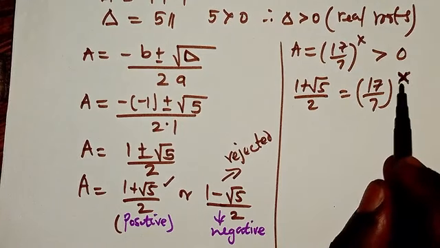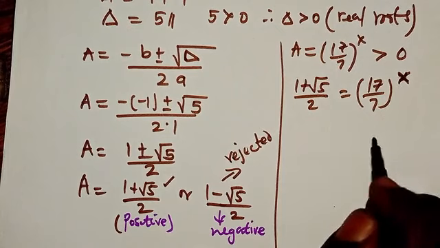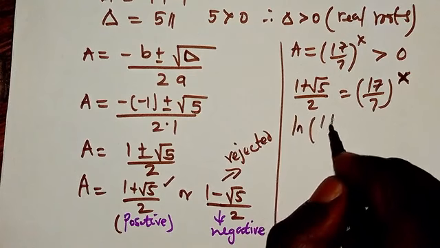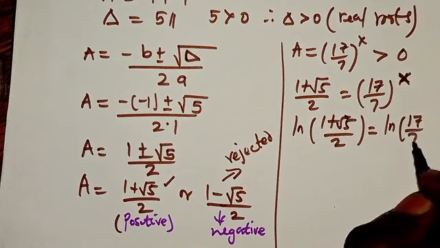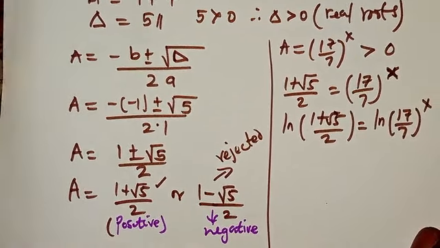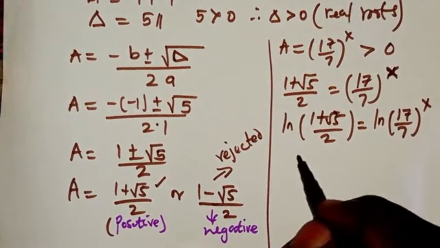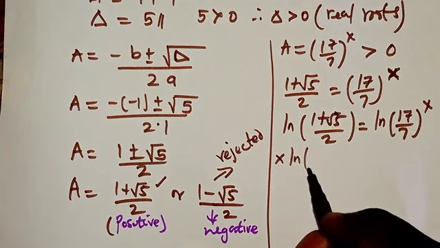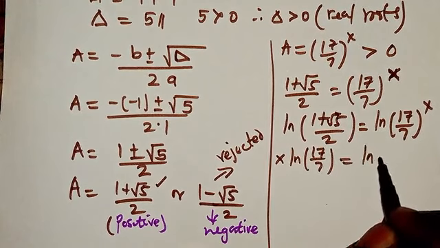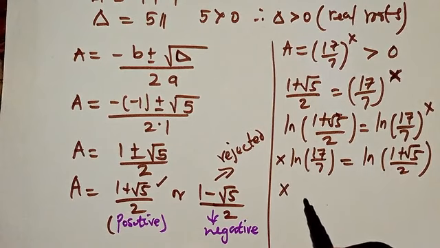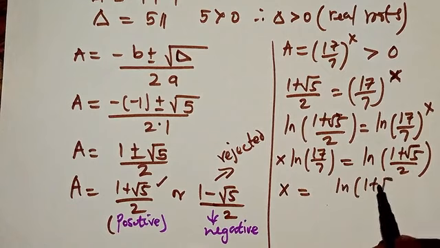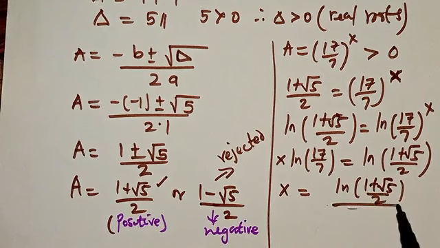Alright, so what do we do to bring down this power x? We take the natural log of both sides. So it's going to be ln of 1 plus root 5 over 2 equals ln of 17 over 7 to the power x. Now let me bring this to this side, so x is coming down. We have x ln 17 over 7 equals ln of 1 plus root 5 over 2. So x equals ln of 1 plus root 5 over 2, divided by ln of 17 over 7, right?